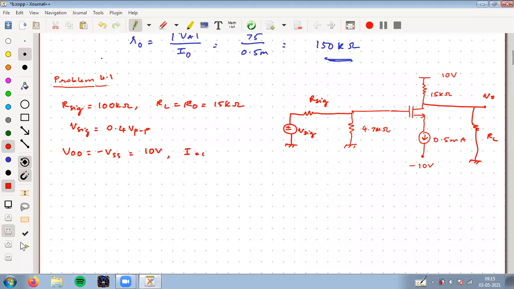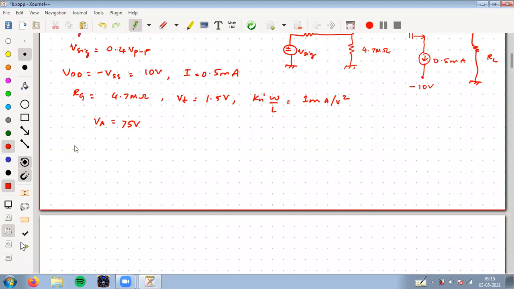I is equal to 0.5 milliamps. Same values as previous. RG is equal to 4.7 mega ohms. Then VT is equal to 1.5 volts. Kn prime W by L is 1 milliamp per volt square. And VA is 75. The same values as previous. But what is asked? That is, find.